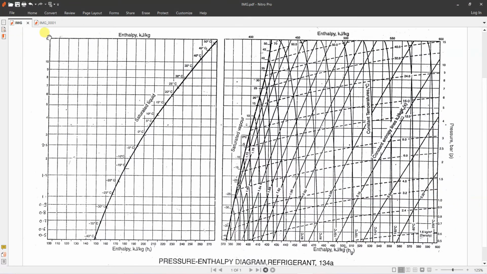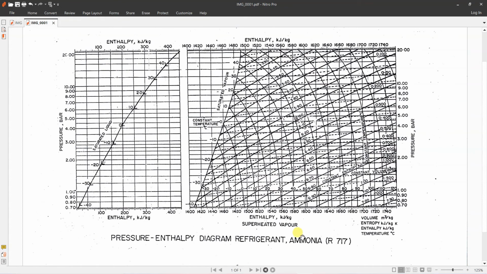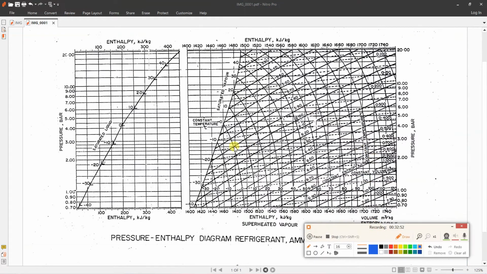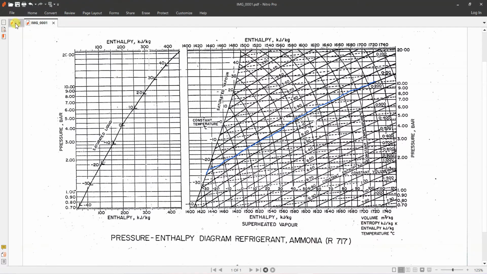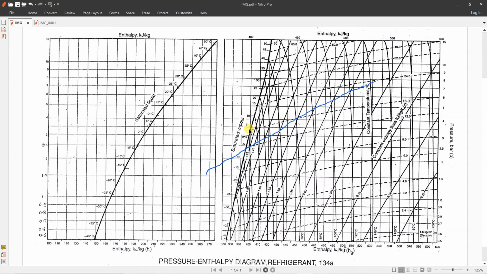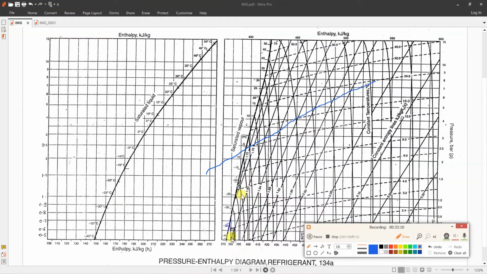Next we will see ammonia. Ammonia is called R717. In the case of ammonia, just observe the slope. These are the slopes in the case of ammonia, R717. And if you consider R134A, just observe the slope. This is the slope.